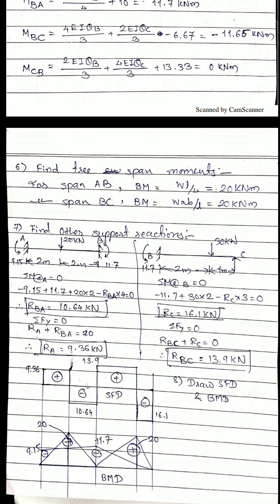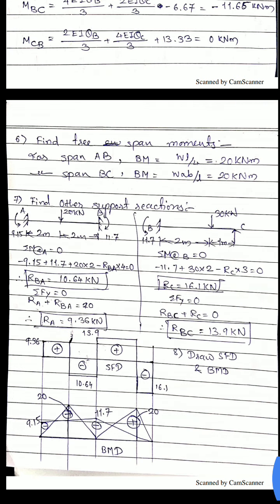Okay, the next is how to draw SFD and BMD. For that, first you have to find the free span moment, for both the spans. For AB it will be WL by 4, for BC it is WAB by L. From this you will find both values are 20 kN meter, and both values are plus values, that is sagging bending moment only.